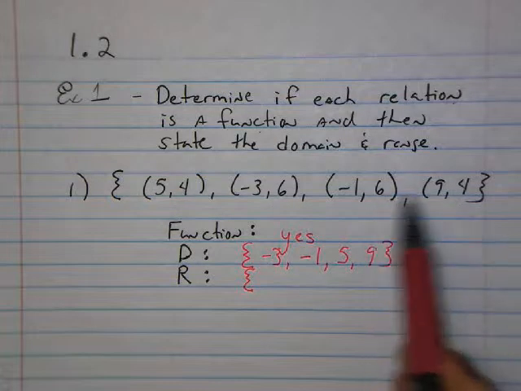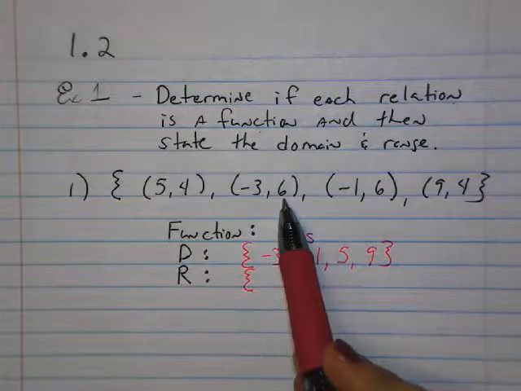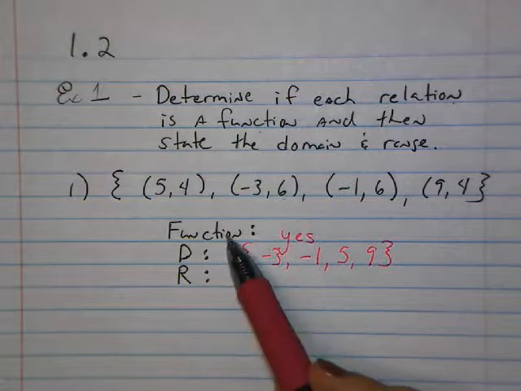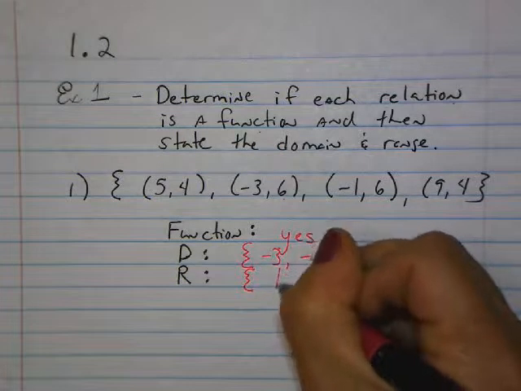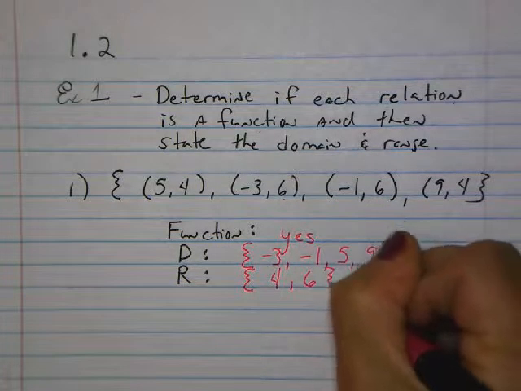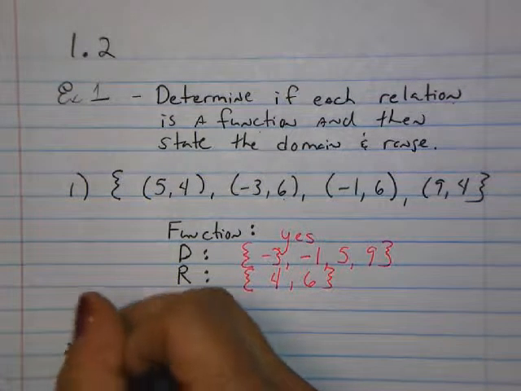Don't let it bother you that they repeat here. That's okay, because those are your y values or your outputs. Functions are determined by your inputs or your x values. So my range would be 4 and 6. And we don't list them twice. That just takes too much work, and let's face it, mathematicians by nature are pretty lazy.